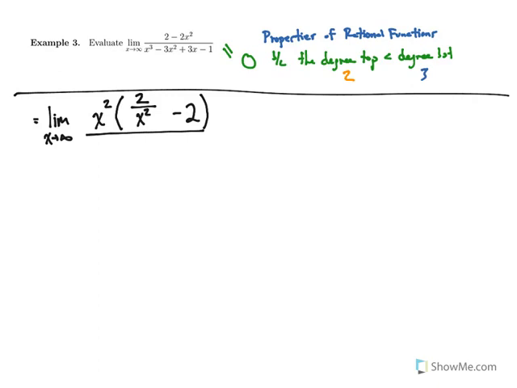In the denominator, we're going to do the same thing, except we are going to factor out an x cubed. When you factor out an x cubed from x cubed, you're left with 1. Here we have a 3x squared over x cubed. It's like we're just dividing by x cubed each time. 3x over x cubed, minus 1 over x cubed.